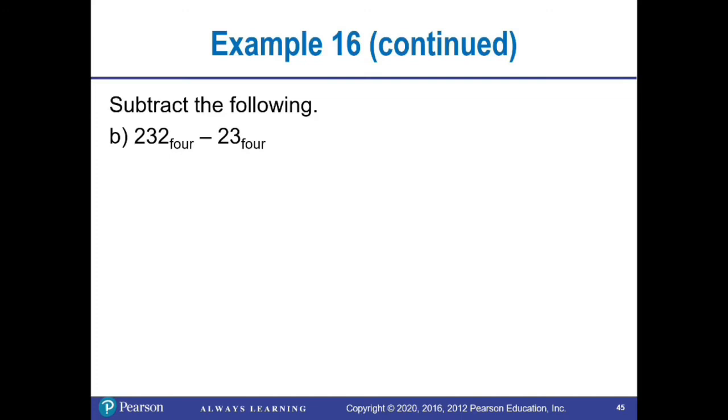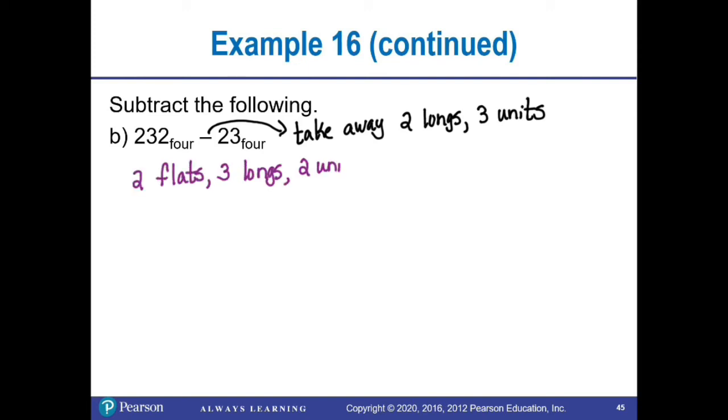Let's look at another example. Here we have 232 base 4 minus 23 base 4. The minus tells us to take away. Behind that minus, we take away 2 longs and 3 units. I start with 2 flats, 3 longs, and 2 units from that first number. I need to take away 2 longs. That's not a problem. I have 3. I also need to take away 3 units, but notice I only have 2. So I need to make a trade.